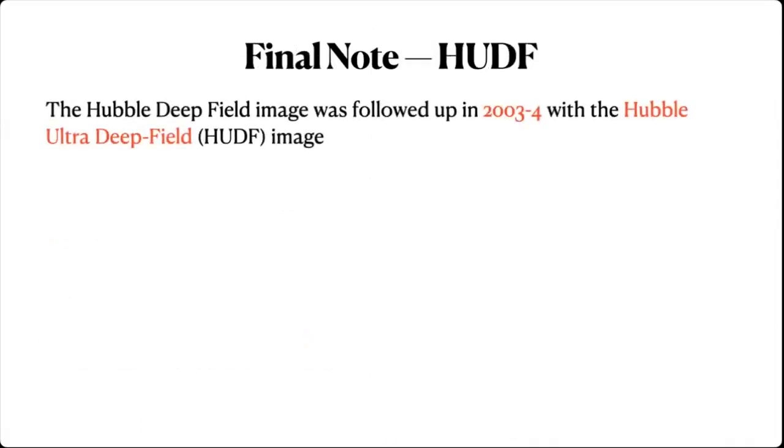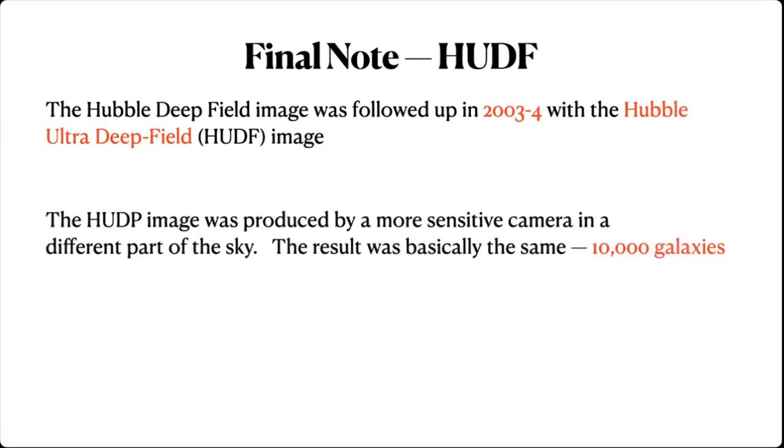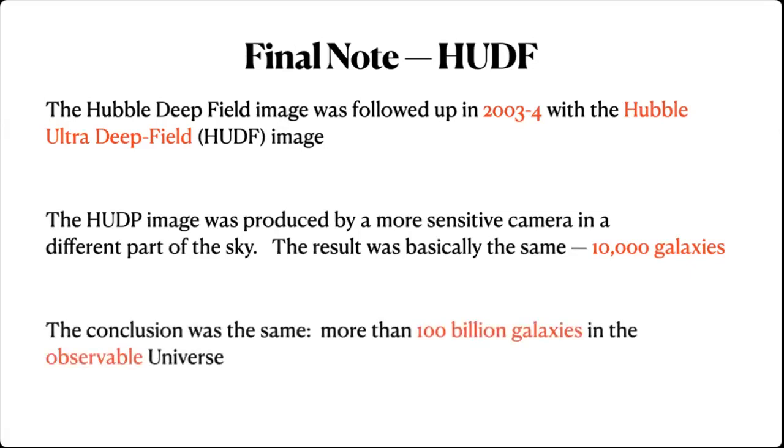This was followed up in 2003 and 2004 with what was called the Hubble Ultra Deep Field. This used a different camera, a more sensitive camera, because it was put in later, and a different part of the sky. So you took out all these things that could have been variables, new camera, new part of the sky, and the result was basically the same. This time around 10,000 galaxies were observed. So the conclusion, again, is there are somewhere on the order of 100 billion galaxies in the observable universe.